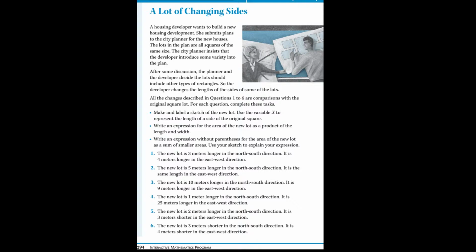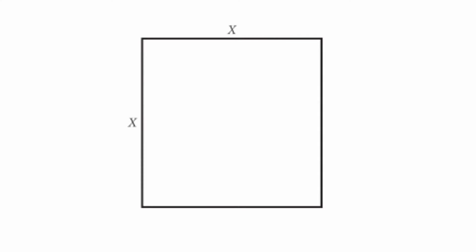So in this particular activity, if you hadn't read it, originally they create lots of land that are squares. Now they don't tell us how long each side is, but hopefully you realize that it can be represented by an image like this. We don't know the length, so we call it x. We can call both sides x because we know they're the same. So this is our original plot of land.